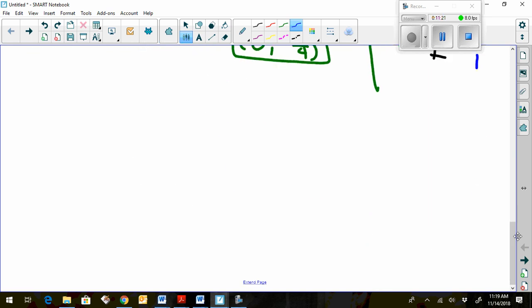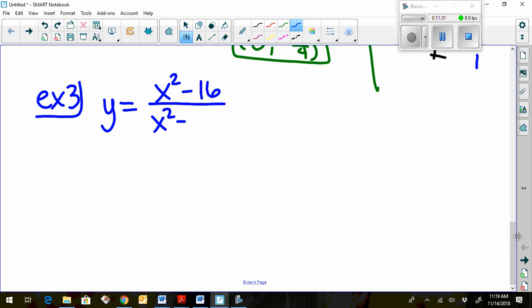So let's try another example. What if we have y equals x squared minus 16 over x squared minus x minus 6. Now we're going to do the same process, even though it looks a little more challenging. So the same steps. So we'll find our x-intercept first.